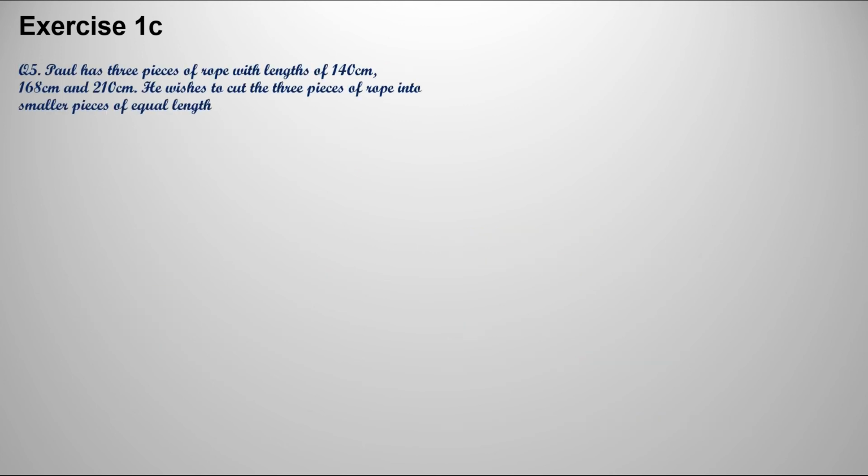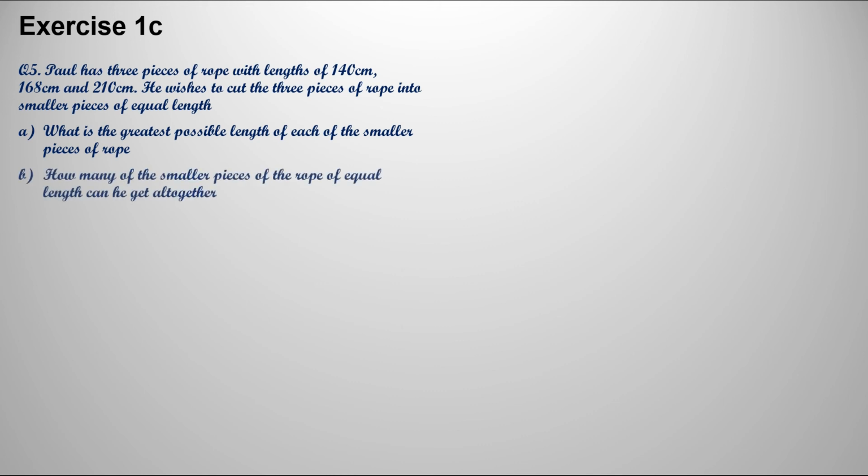Moving on to question number 5. Paul has 3 pieces of rope with lengths of 140, 168, 210, and he wishes to cut the 3 pieces of rope into smaller pieces of equal length. Part A of the question is, what is the greatest possible length of each of the smaller pieces of rope? Part B is, how many of the smaller pieces of rope of equal length can he get altogether? So again, a word problem, again a monster. You need to look for the key information.